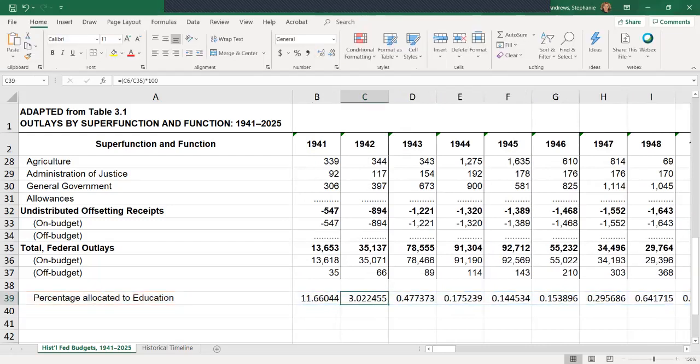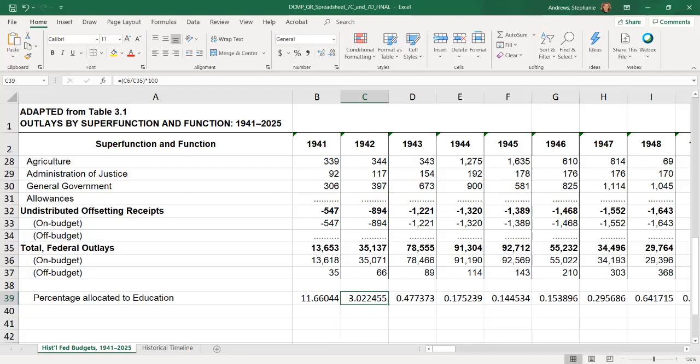But then in 1942, it dropped very drastically to 3% of the federal budget, and that could be due to the United States entry into World War II. Education was a fairly small part of the budget during the 40s and 50s, but it was gradually increasing. And it made a large jump in the 60s, and it could be because of the space race.